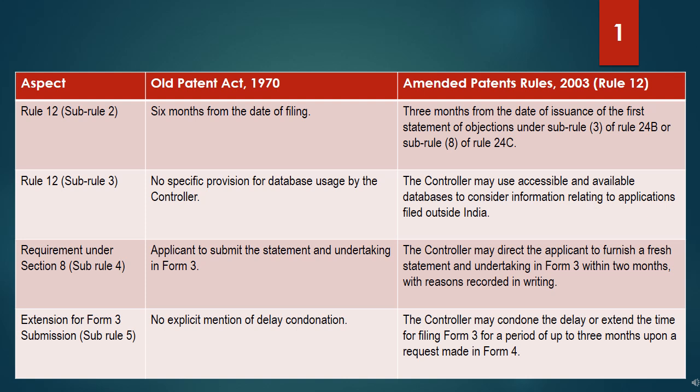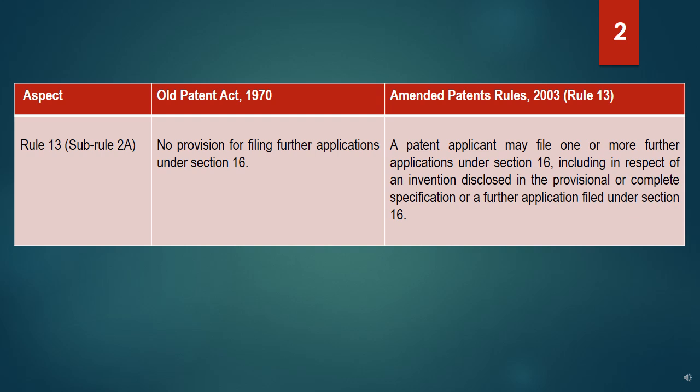Next is this amendment to Rule 13, which introduces more flexibility for patent applicants when filing additional or further applications under section number 16 of the Patent Act. Under the old Patent Act 1970, under section 16, the applicant could file a further application, also known as divisional application, if their original application contained more than one invention. The divisional application allowed them to claim different inventions separately from the original.